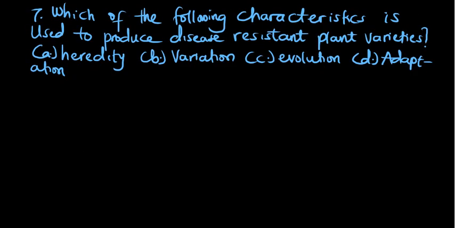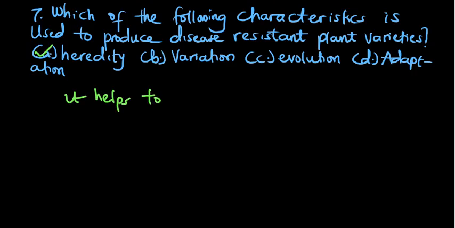So our next question here is, which of the following characteristics is used to produce disease resistant varieties? So our answer here is what? Heredity. So take note of that. Our answer here is heredity. So heredity is used to create plants that are resistant to disease. So it is used to create what? Disease resistant crops.